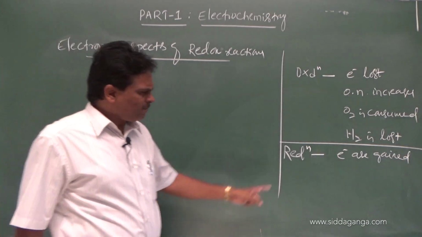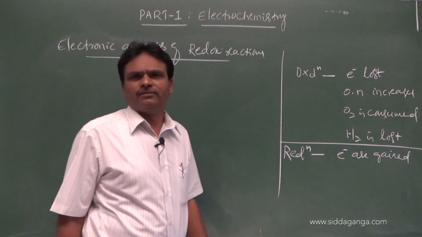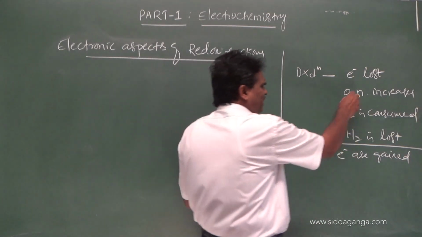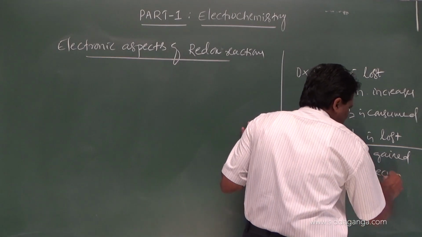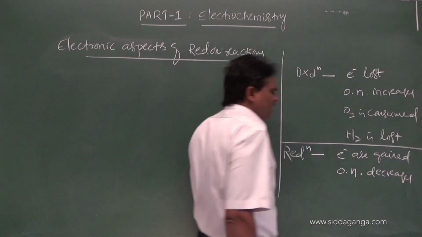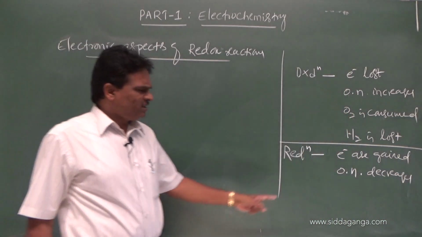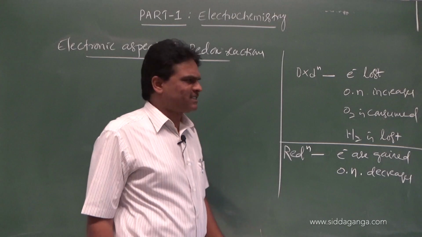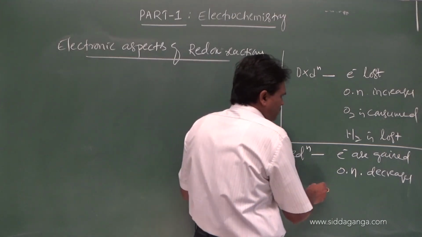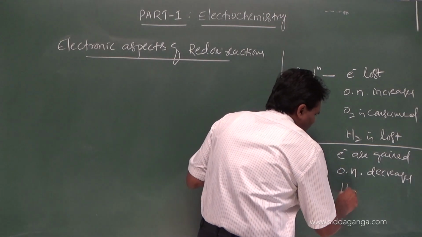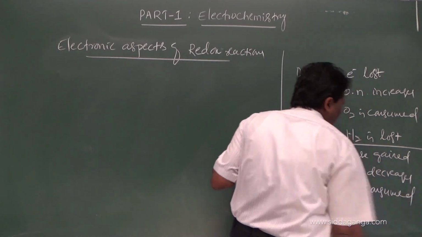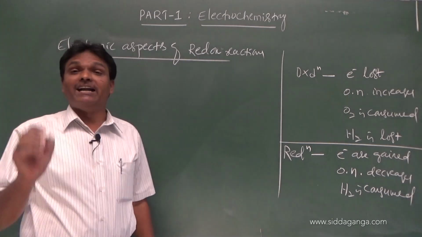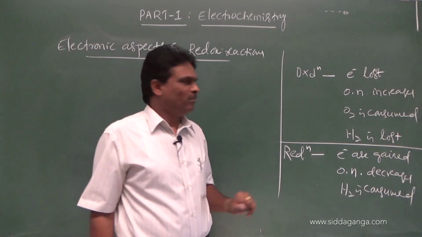Reduction is a process in which electrons are gained. Reduction is a process in which oxidation number decreases. Then it is a process in which hydrogen is consumed, or in other words, addition of hydrogen, as in organic chemistry.